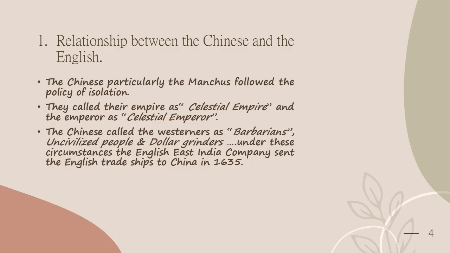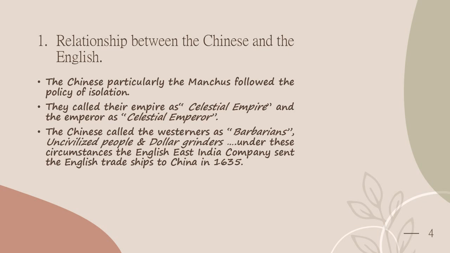Relationship between Chinese and the English. The Chinese, particularly the Manchus, followed the policy of isolation for a long period. Moreover, the Chinese had a superiority complex and they called their empire the Celestial Empire and the emperor the Celestial Emperor. The Chinese called the Westerners barbarians, uncivilized people and dollar grinders.